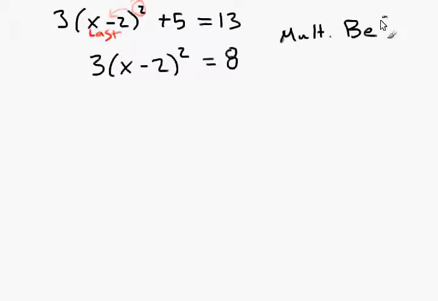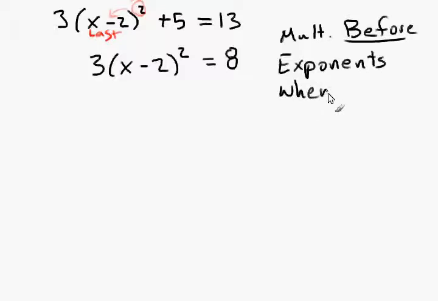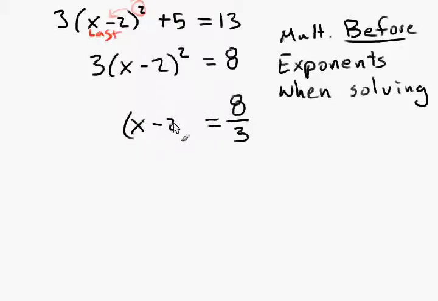Multiplication before exponents when solving. Okay, so we divide both sides by 3. And we have, well, we can't simplify this. It's just 8 divided by 3. And that's equal to the quantity x minus 2 squared. Now, we're going to want to take the square root.